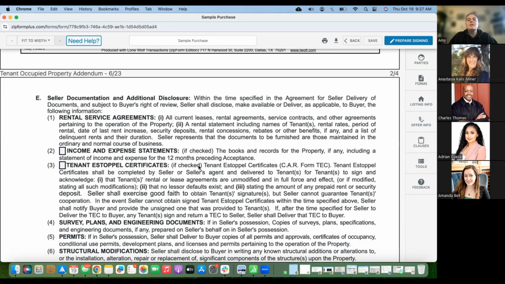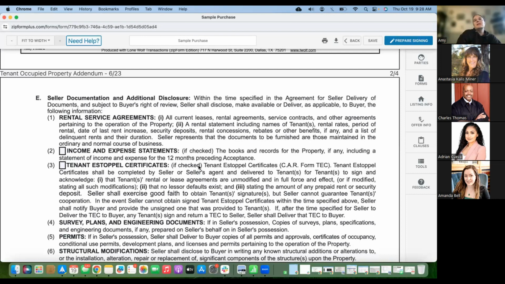A rental statement, including the names of tenants, rental rates, period of rental, date of last rent increase, security deposits, rental concessions, rebates, and other benefits, if any, and a list of delinquent rents and their duration. Seller represents the documents to be furnished are those maintained in ordinary and normal course of business. So keep in mind here, it's saying that, hey, we're delivering, like if somebody's delinquent, the length of that delinquency, so that document pertaining to that.